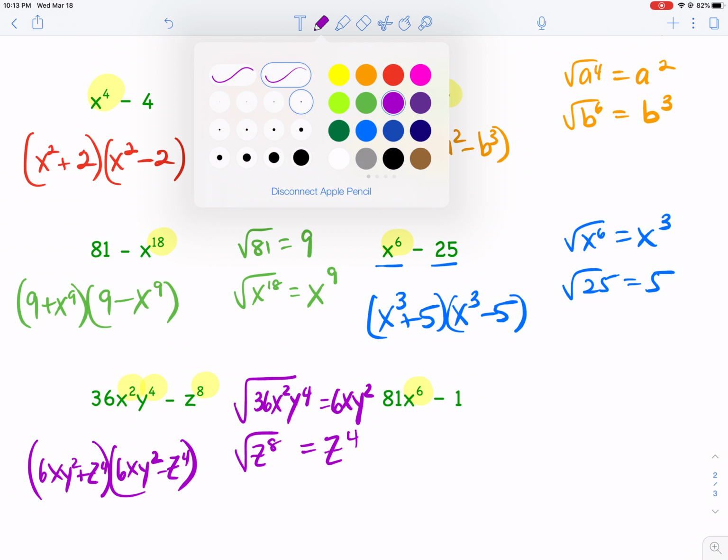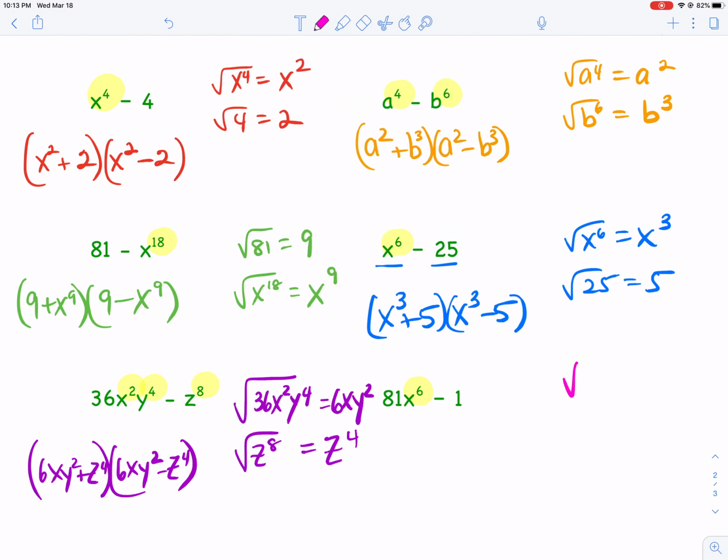And my last example, I'm going to get the square root of 81x to the 6th, which is 9x cubed, the square root of 1, which is 1, and then set up my two binomial factors, 9x cubed plus 1, and 9x cubed minus 1.